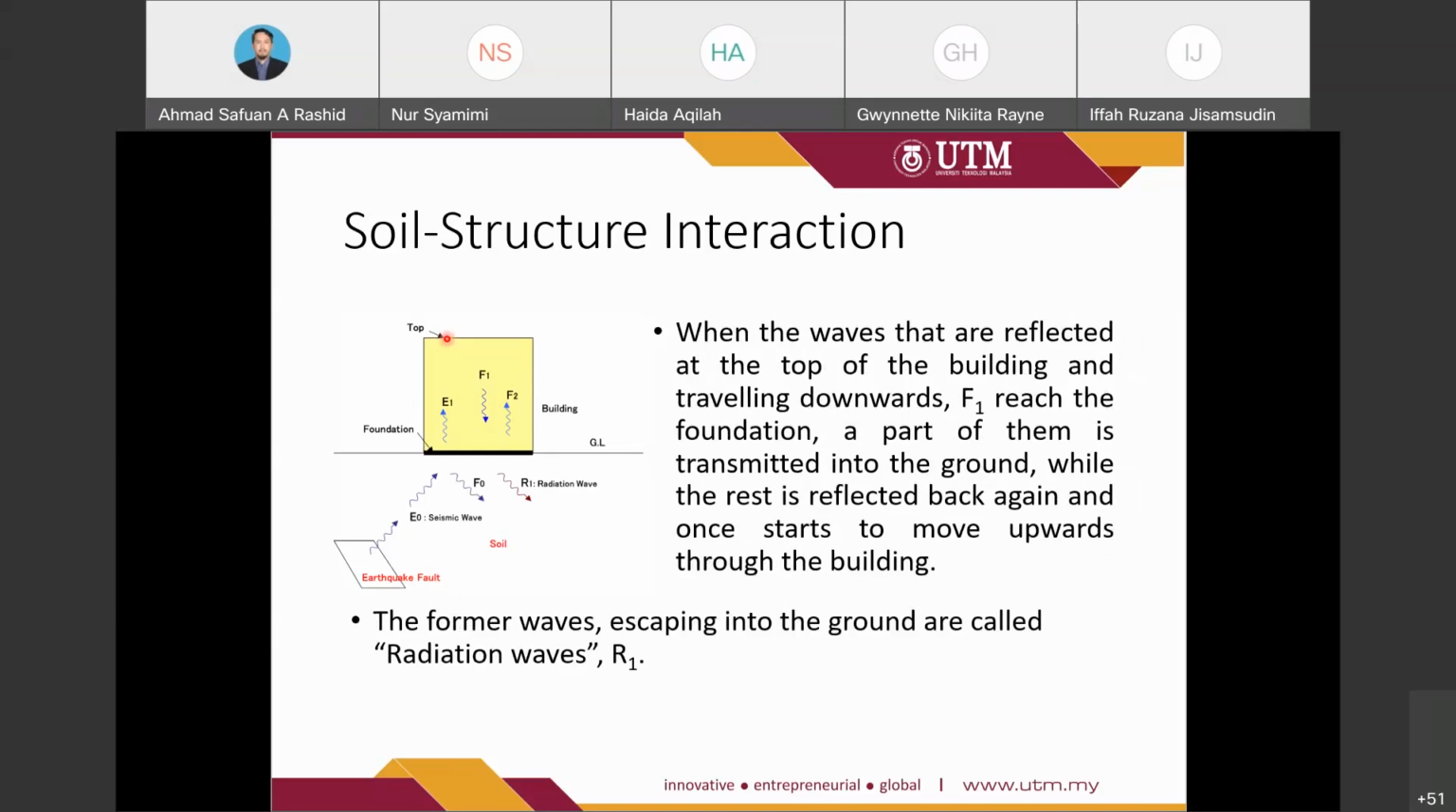So when the waves that are reflected at the top of the building and traveling down, F1, reach the foundation, a part of them is transmitted into the ground while the rest is reflected back again and starts to move upward through the building. This is called the cyclic effect. So some part has been transmitted to the ground and some parts still remain in the building. The former waves escaping into the ground are called radiation waves.